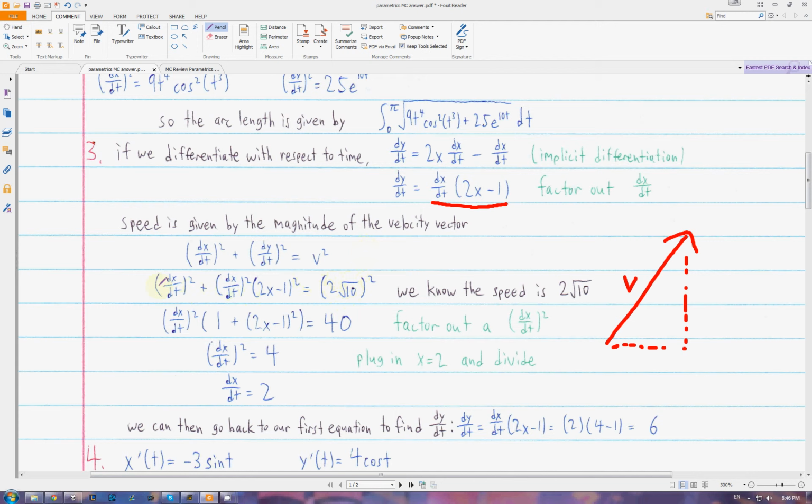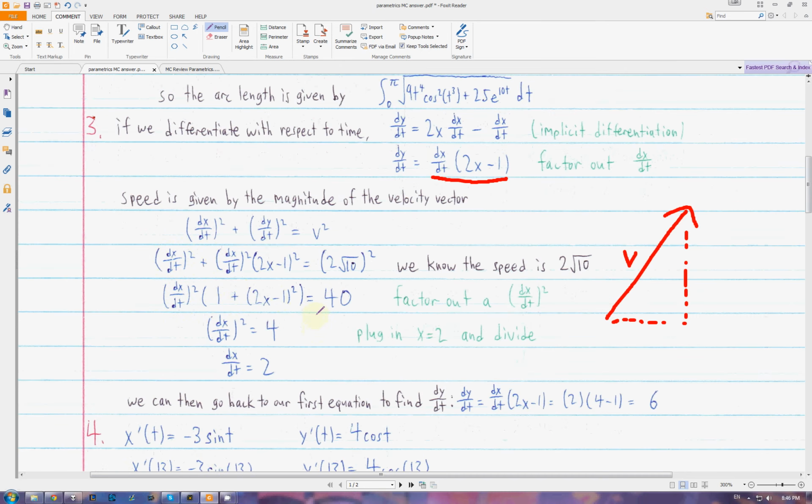And then we can factor out a dx/dt squared to get this. And then from now, all we have to do is plug in x equals 2, because that's the position it gives us in the problem. And we find that dx/dt is equal to 2. And once we have dx/dt, all we have to do is go back to this first equation to solve for dy/dt.